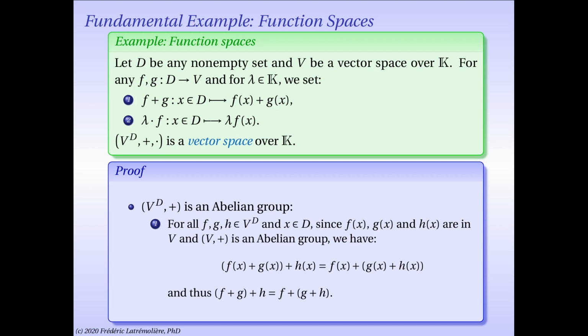I need to check that the addition is associative. That is, I need to check the identity that is at the bottom of this blue box. I take three functions from D to V, f, g, and h, and I take an arbitrary element x in D. Since f of x, g of x, and h of x are all three elements of V, which is a vector space, and in particular, therefore, V plus is an abelian group, we know that the addition on V is associative, so f of x plus g of x, parenthesis, added to h of x, is equal to f of x plus, parenthesis, g of x plus h of x. That's just associativity in V. Since this is true for all x, however, I can indeed conclude that the addition on the functions is also associative.